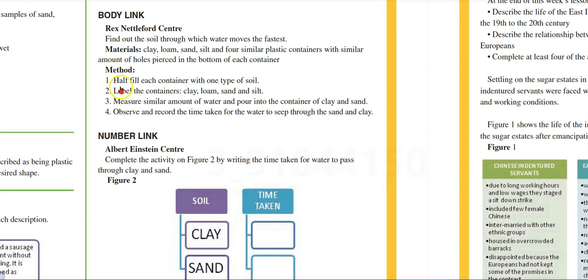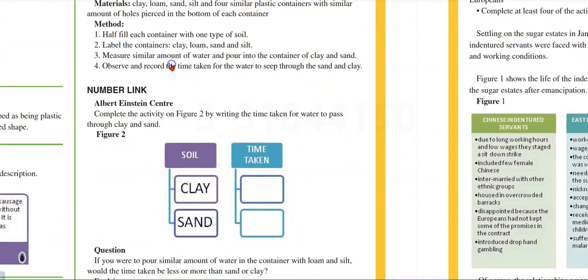The method: half fill each container with one soil type. Label the containers clay, loam, sand, and silt. Measure a similar amount of water and pour it into the container of clay and sand. Observe and record the time taken for the water to seep through the sand. Observe and record the time taken for the water to seep through the sand and clay.